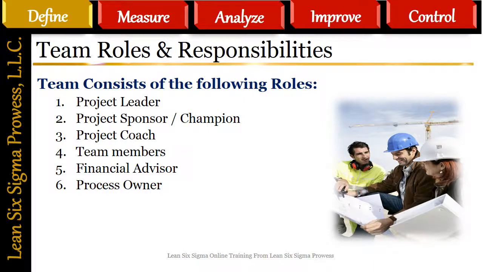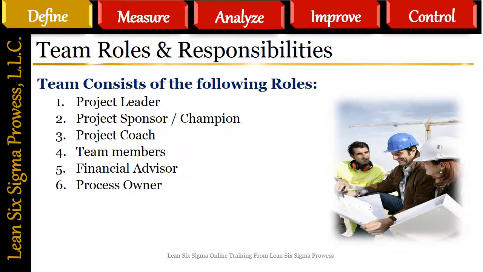2. Project sponsor, also called champion by some companies, is the person who is responsible for clearing the roadblocks and ensuring the team has the resources, financial backing, equipment, parts, additional resources, etc., needed to complete the project on time. 3. Project coach, the person who is an expert in continuous improvement methodology and tools, and is responsible for ensuring the project leader is applying these techniques in the correct way. 4. Team members are active participants who assist the project leader.